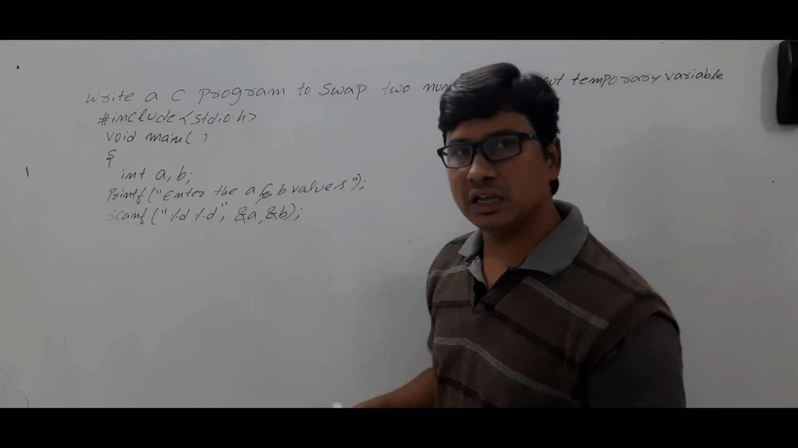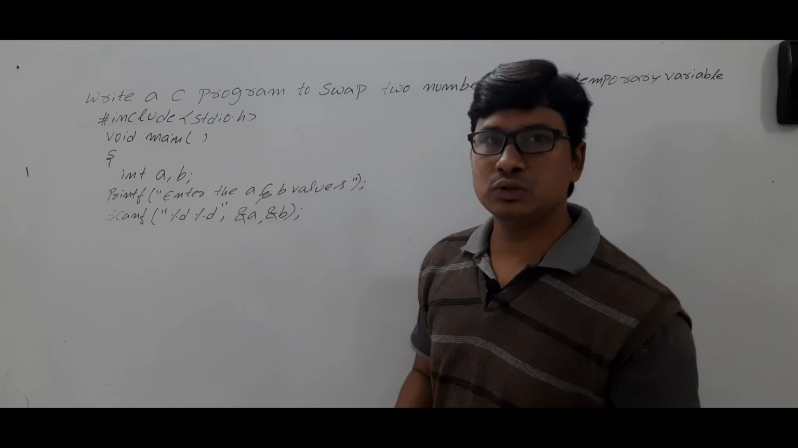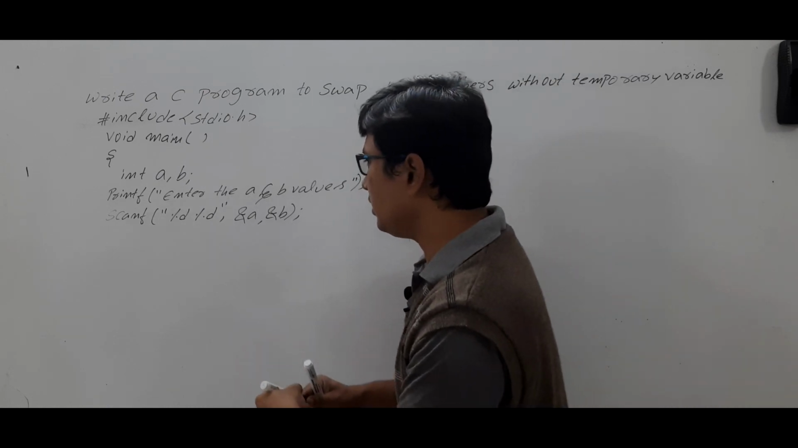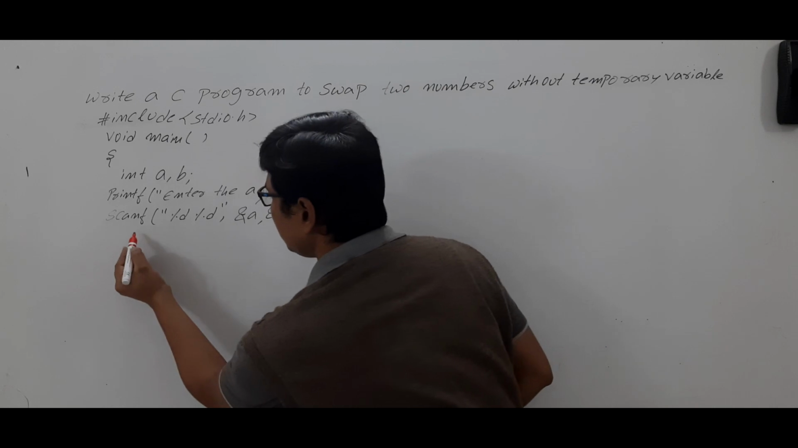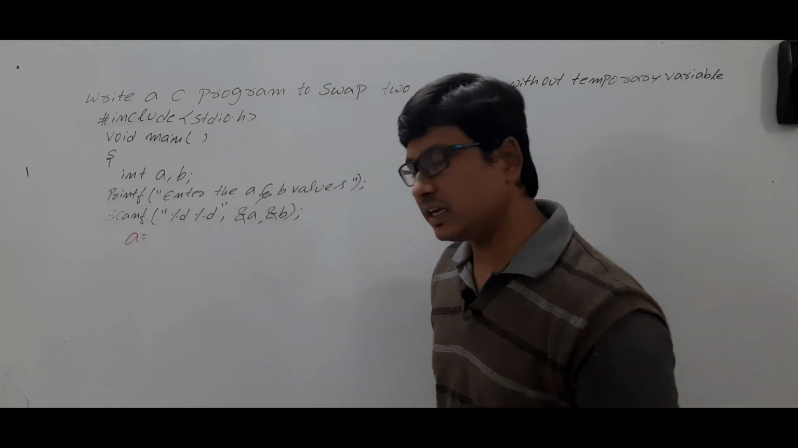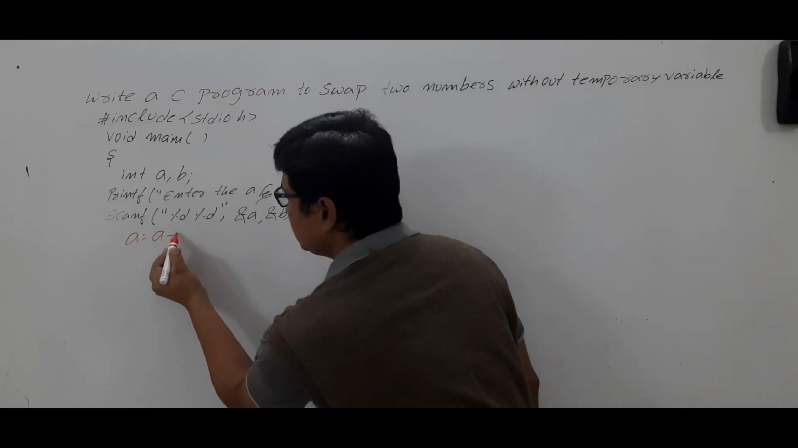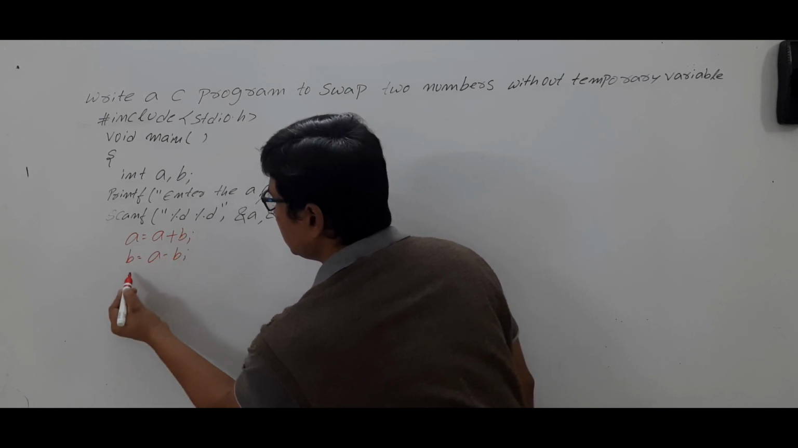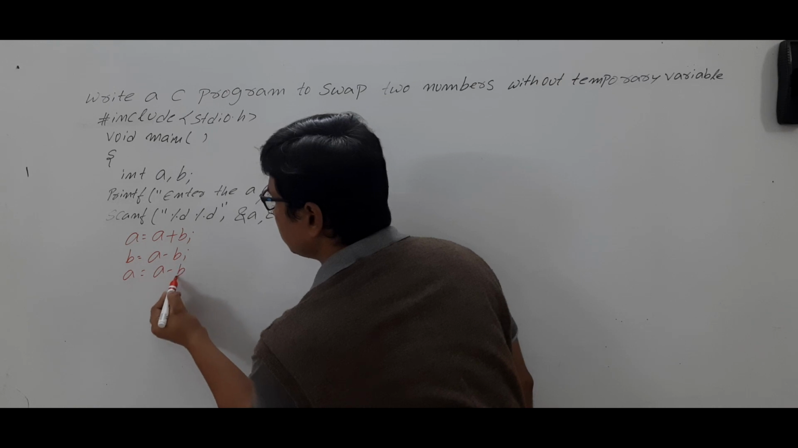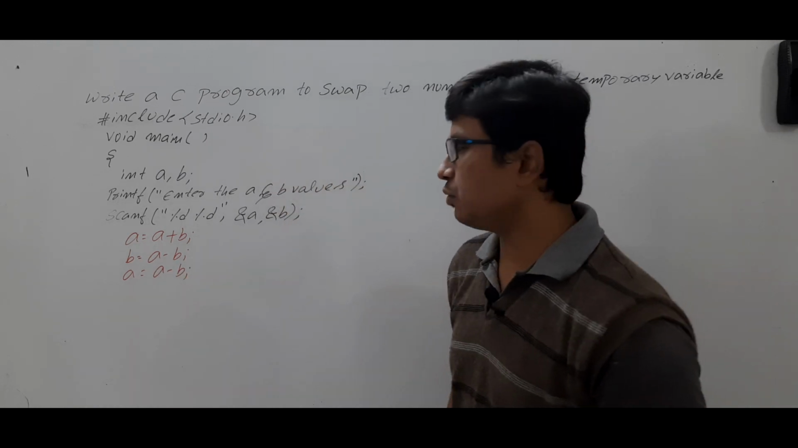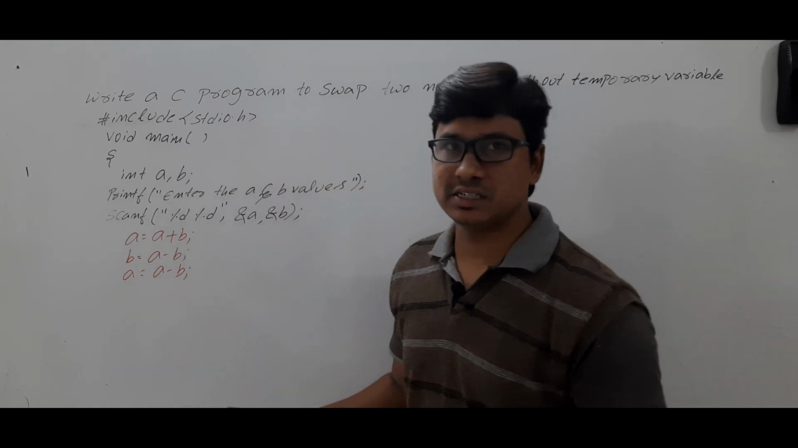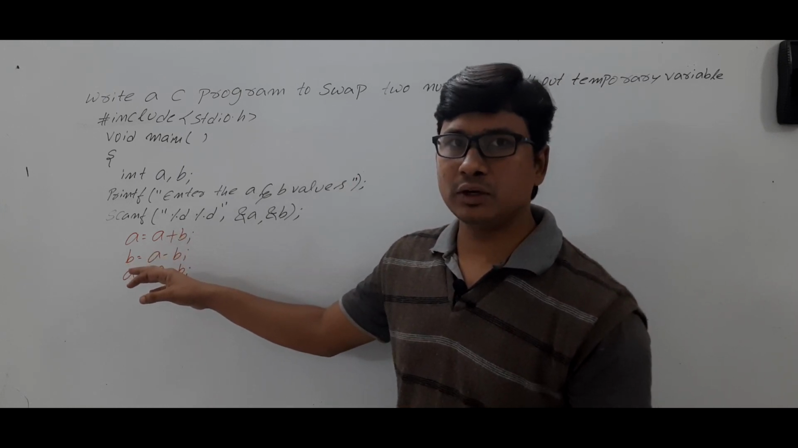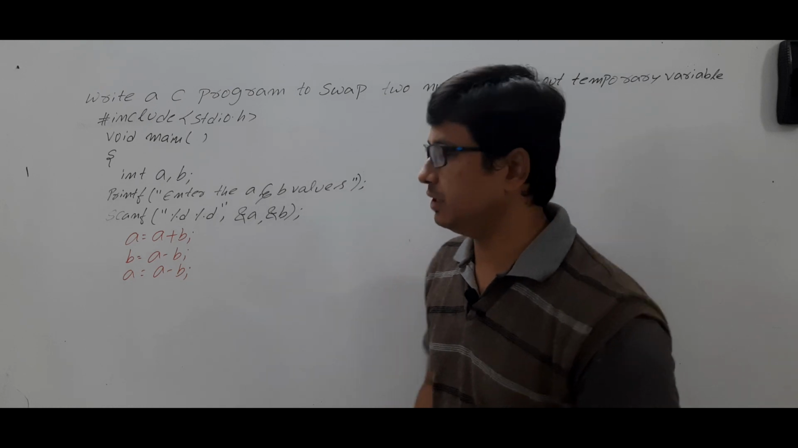Now I have got the a value and b value. Now I need to swap those two values without using any temporary variable. Now let me write that logic. I will write the logic first, then I will explain it to you. A is equal to a plus b, b is equal to a minus b, a is equal to a minus b. So this one we are performing using addition and subtraction. Using addition and subtraction, we are swapping the two numbers without using the temporary variable.